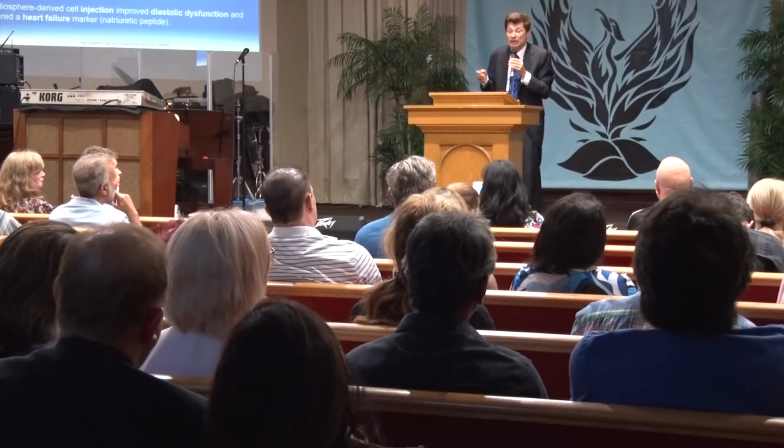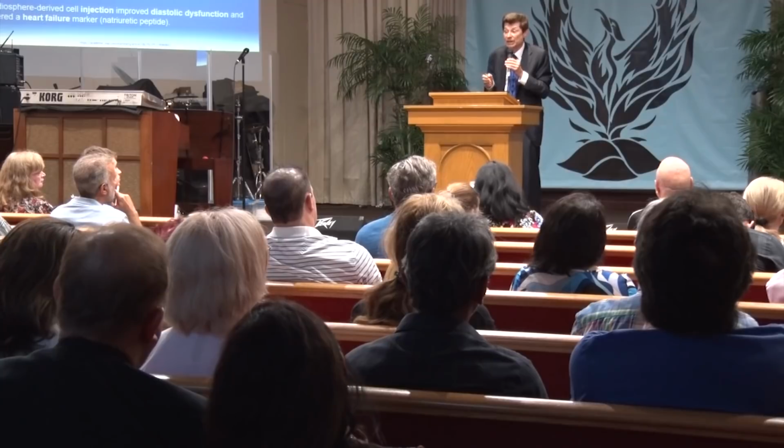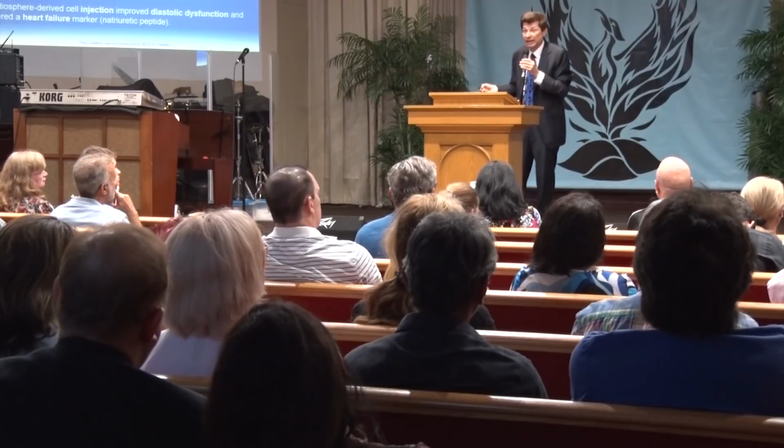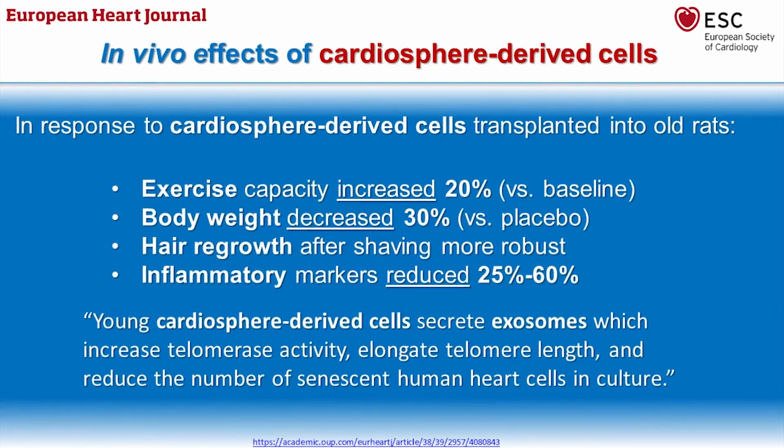The telomeres in the hearts of these animals lengthened. And I get that question probably more than any other question, which is, what can we do to elongate our shortening telomeres? And it looks like these cardiosphere-derived progenitor cells may be a way to do that. And they were able to show that in response to these cardiosphere-derived cells, they were able to improve ejection fraction and other measures of cardiac health. So we've got a real potential breakthrough here.